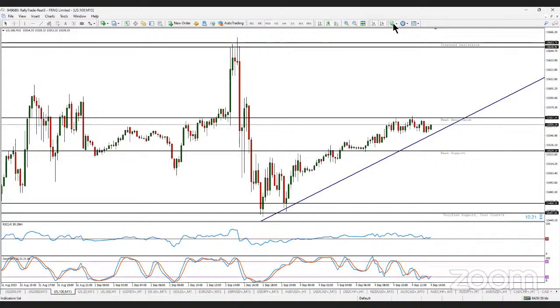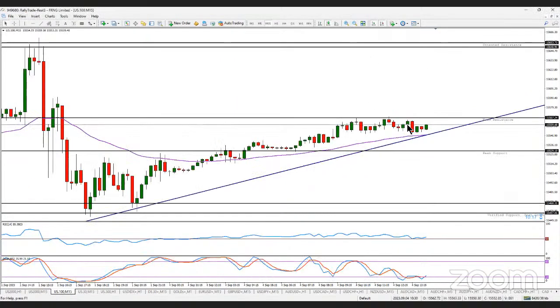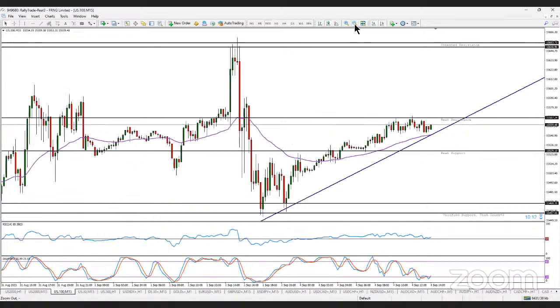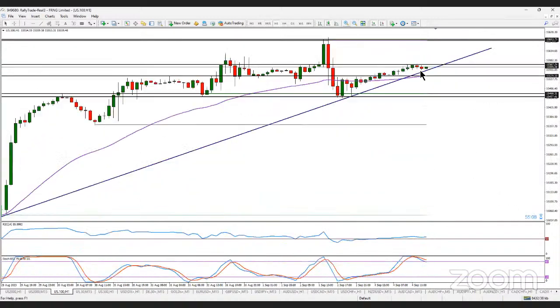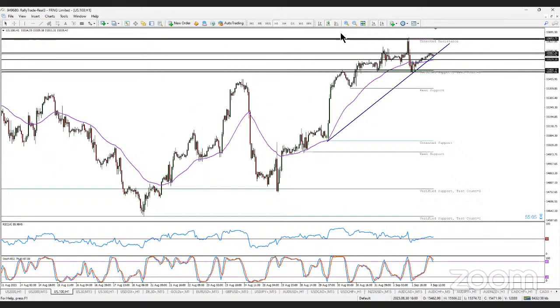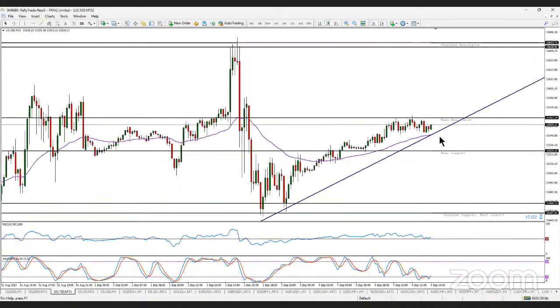Okay, now let me add my moving average as well. Can you see my moving average? See how it is resting on this trend line. Can you see it? It is possible that this thing might go below it. Right now, it is good for us that these candles are above. And look, your RSI is above 50. The stochastic RSI is also crossing upwards.